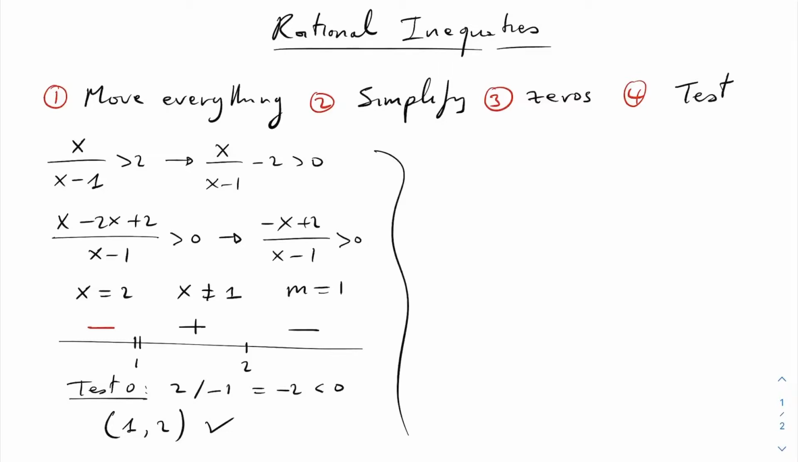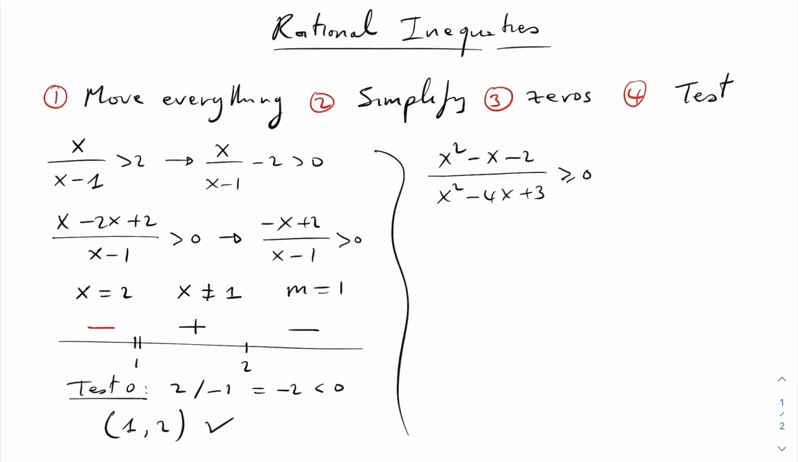All right, so let me give you one last example. My last example here is going to be x squared minus x minus 2 divided by x squared minus 4x plus 3 bigger than or equal to 0. Of course, everything is already moved on one side, so all I have to do here is simplify this.